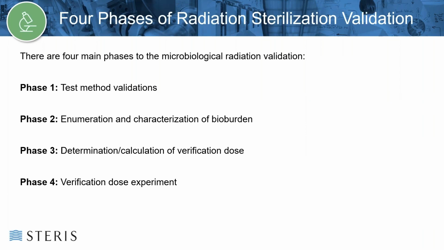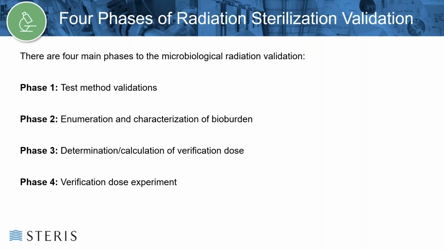The microbial testing of a radiation sterilization validation occurs in 4 phases or stages. The first phase is test method validations. Test method validations ensure accurate microbiological test methods for the device, such as ensuring acceptable recoveries of microbes with the sample and the selected design of the test. Phase 2, enumeration and characterization of bioburden, is where determination of the number and types of bacteria and fungi contributed to the medical device as a result of the manufacturing process and raw materials.